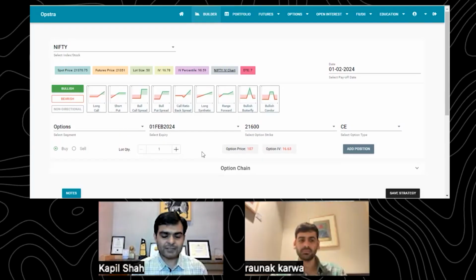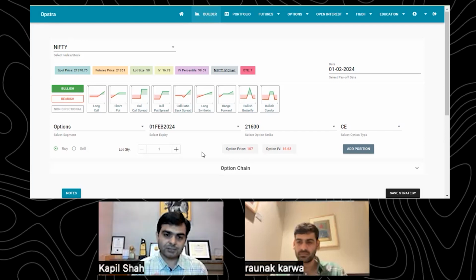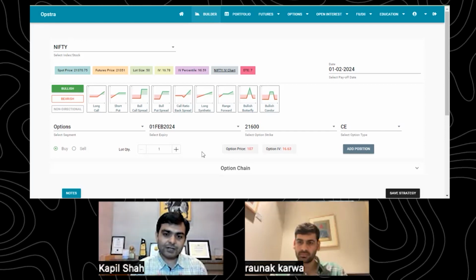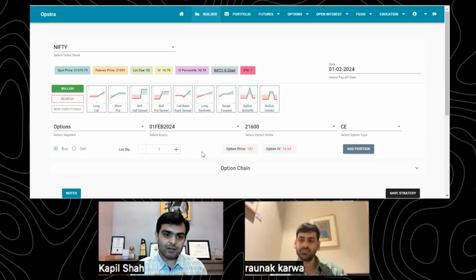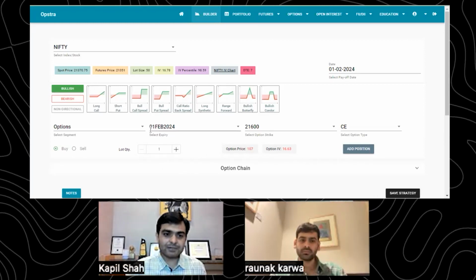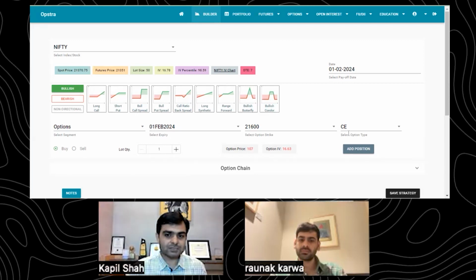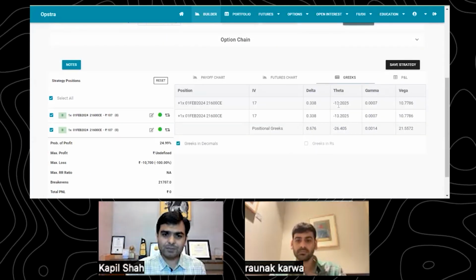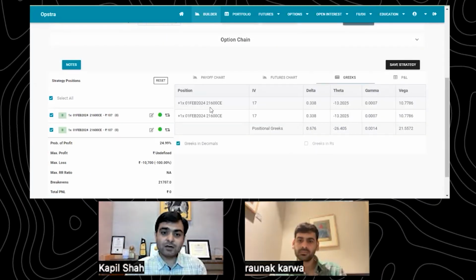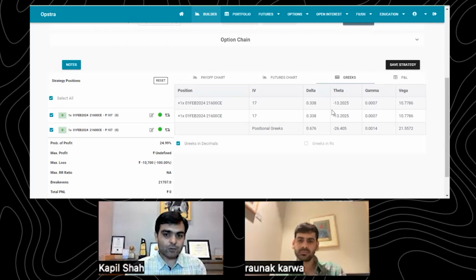Sure. So I think that the ideal way to understand this is in real time. We just try to compare where and how the option theta varies. So let's say, for example, I have taken the 1st February 21,600 call option, which right now has a theta value of around 13 rupees. So it means that for this particular series, it erodes by 30 rupees.